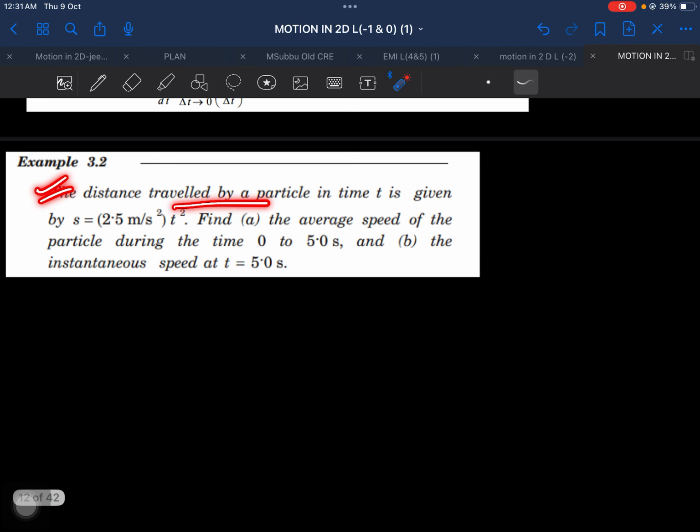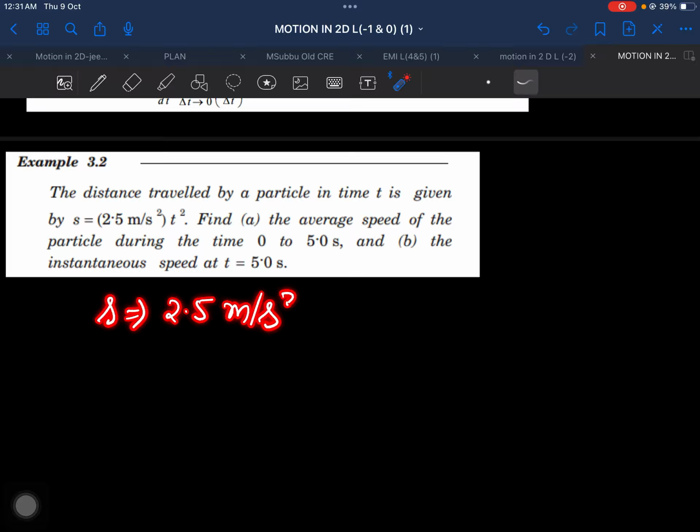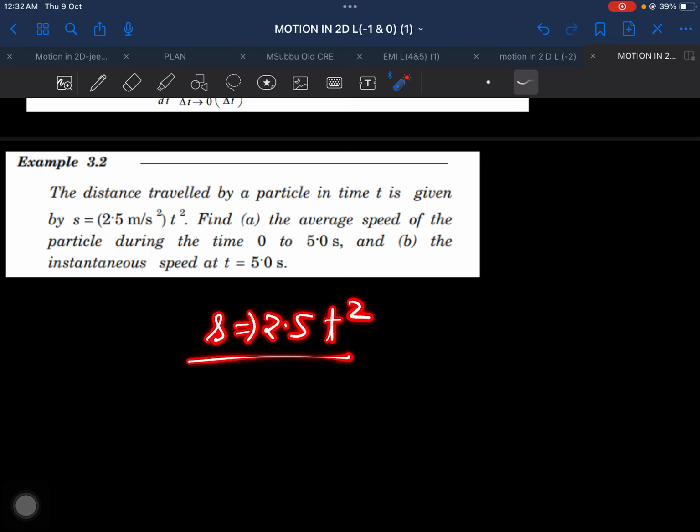So the distance traveled by a particle in time t is given by this. Okay, so this is the distance as a function of time. So s is equal to 2.5 meter per second square, clear, times t square, right? So simply you can write s equals to 2.5 t square. This is your distance traveled. All right, find the average speed of the particle during time 0 to 5 seconds. Okay, this is the first part.